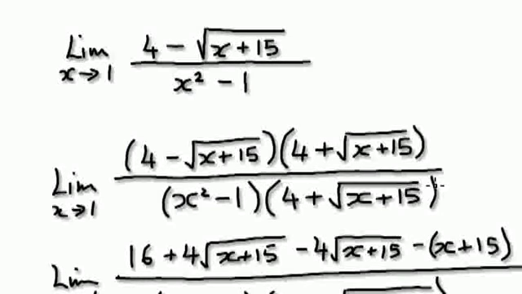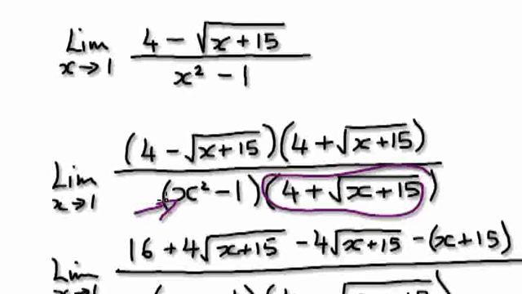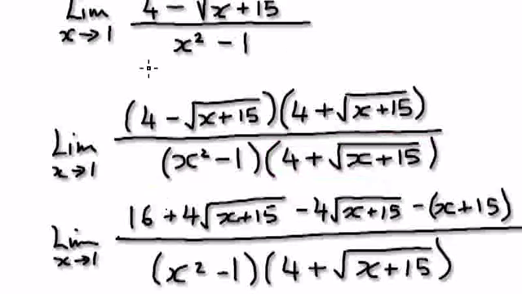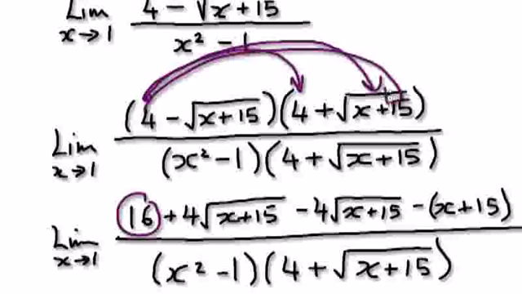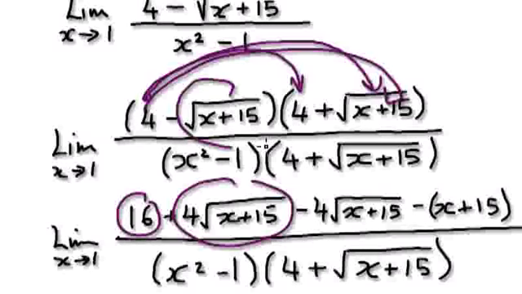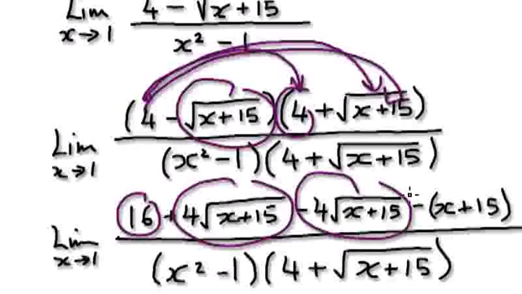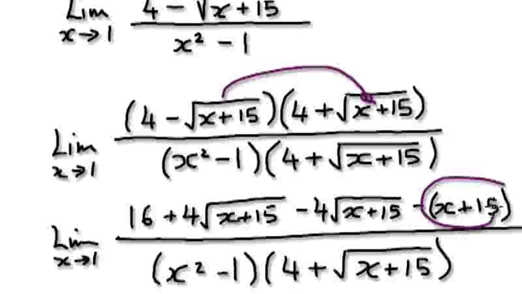But this time leave this as it is and just break this bit up. Well, the top part, still do the same thing for the top. This times this, that will give you 16. This times this here, that will give you this, and then this times this, it will give you this, and then this times this, it will give you this.